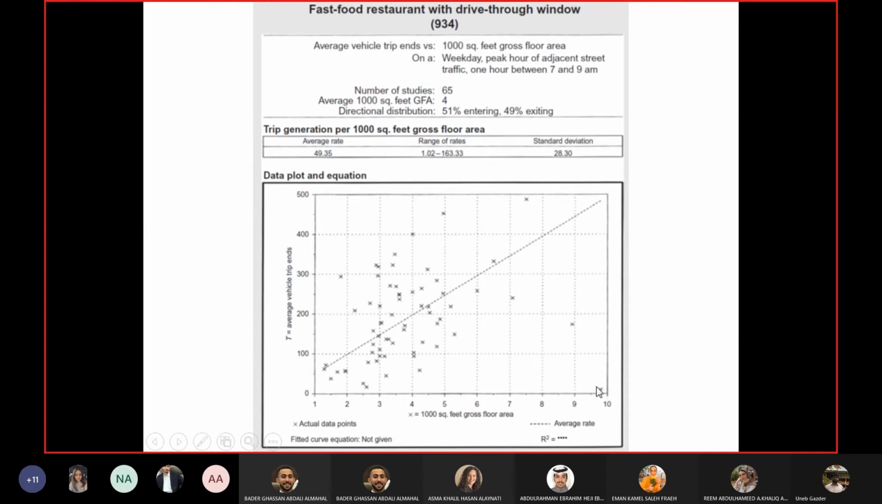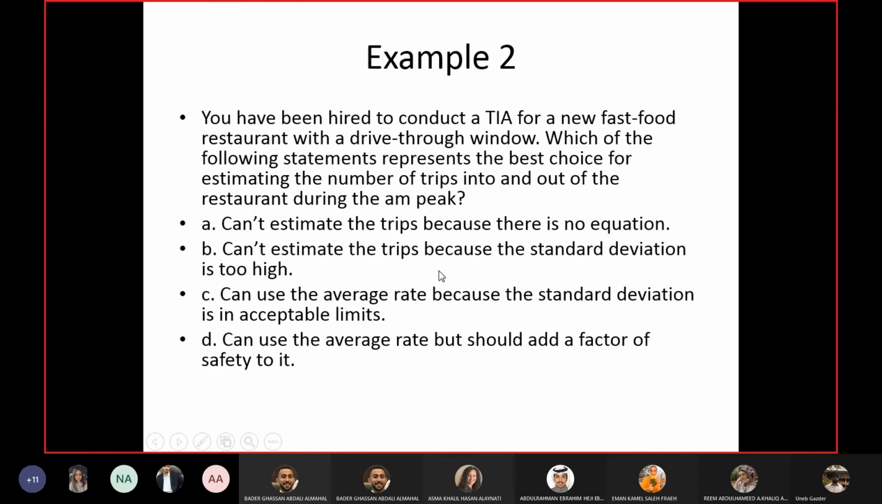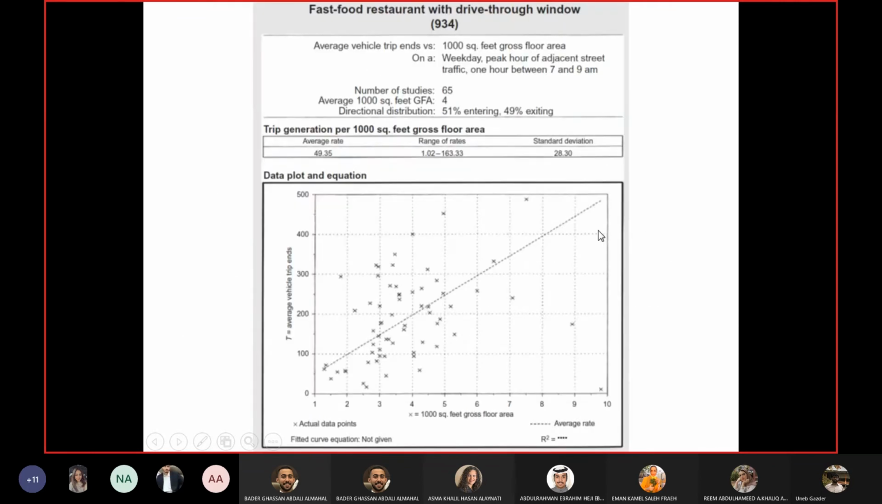So the maximum calibration limit here is 10,000 square feet. How much is my area? My area is not given. Okay, so I will assume that it is under the calibration limit. Whatever the area is, it is under the calibration limit. So this check will not be applied. This check cannot be applied right now.